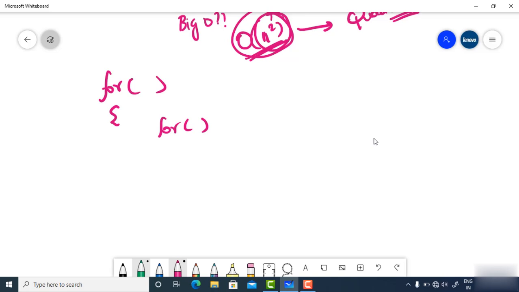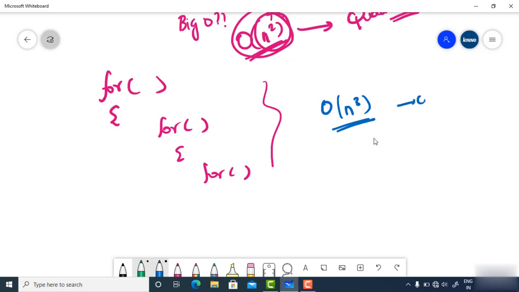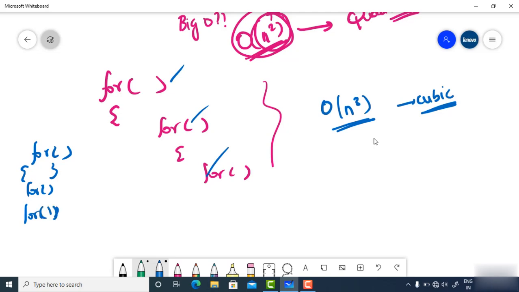What if I have three loops like this? What is the time complexity? I could easily say that it is O n cube, a cubic time complexity, which is even worse, if I have three nested loops. But if I have three separate loops which are not nested, independent loops, then irrespective of the number of loops I have, I will only have linear time complexity. That is something to be understood here. I hope it is clear to you.